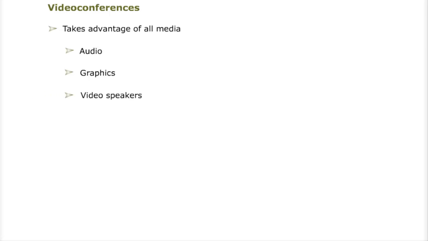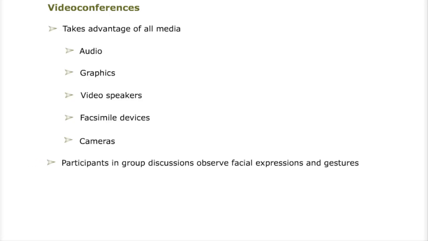Videoconferences. The videoconference takes advantage of all media. Audio, graphics, and video speakers provide the audio feedback. Facsimile devices send graphics and cameras transmit the video portion of the conference in a specially equipped room. Participants engage in group discussions while observing one another's facial expressions and gestures.